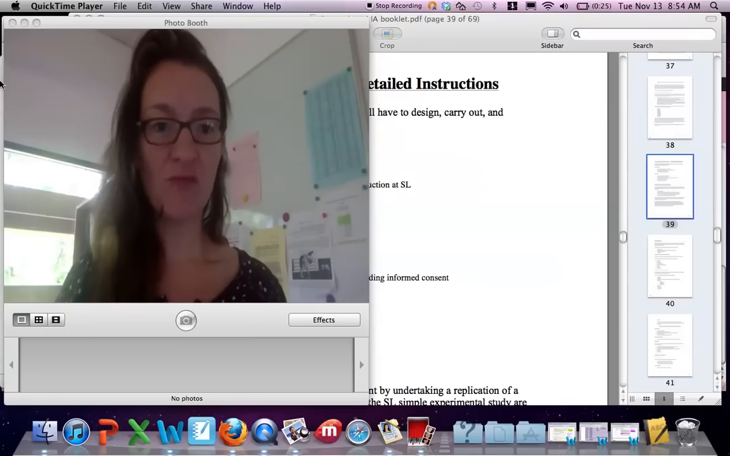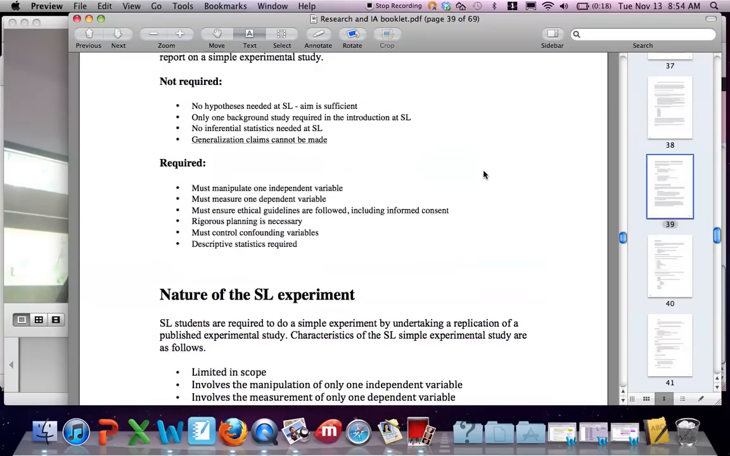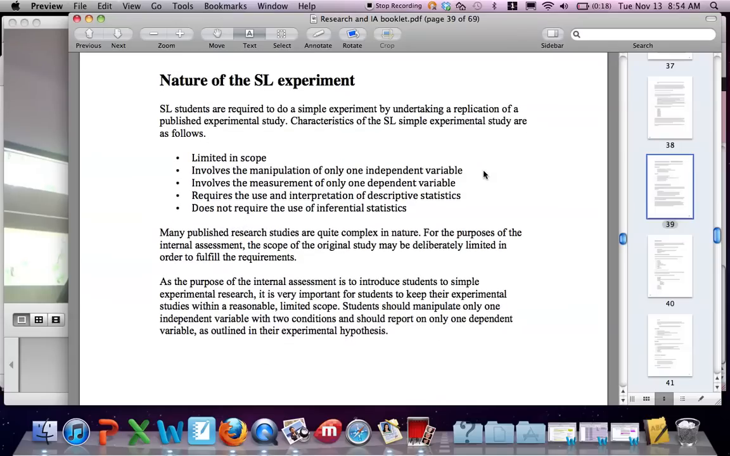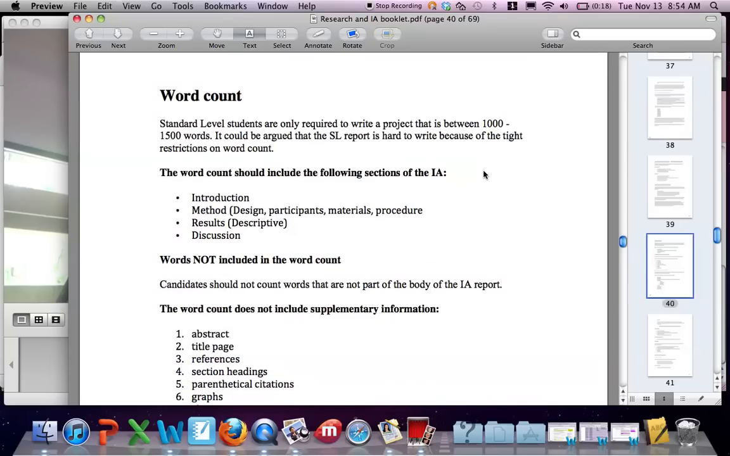In your Flex booklet, you have all the information you need. If you go to page 39, you will see some very detailed instructions on how to write your IA report, and it gives you details about what you need to include and not include. The word count for the whole thing is between 1,000 and 1,500 words.